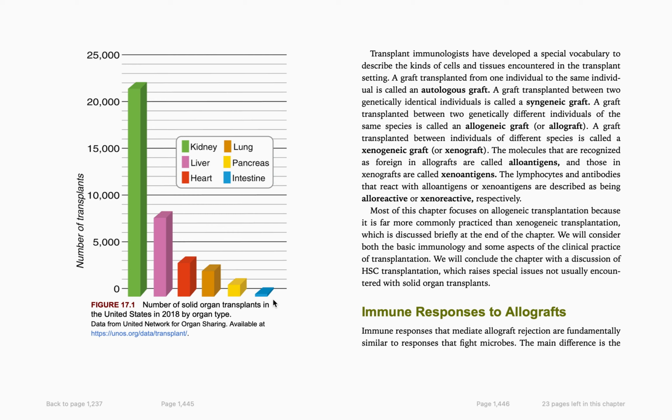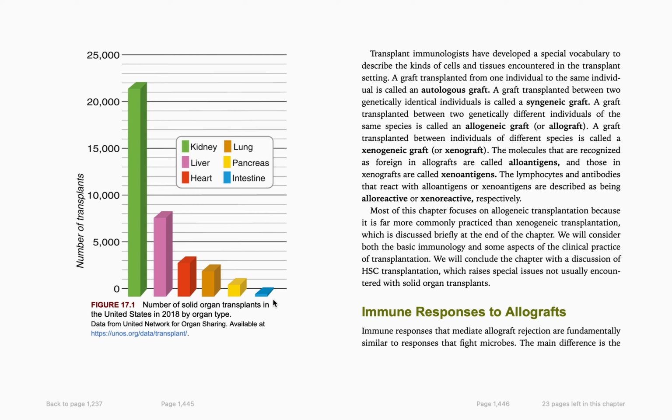Most of this chapter focuses on allogeneic transplantation because it is far more commonly practiced than xenogeneic transplantation, which is discussed briefly at the end of the chapter. We will consider both the basic immunology and some aspects of the clinical practice of transplantation. We will conclude the chapter with a discussion of hematopoietic stem cell transplantation, which raises a special issue not usually encountered with solid organ transplants.